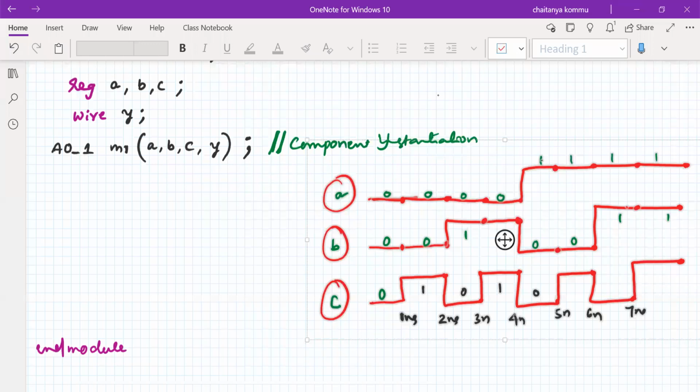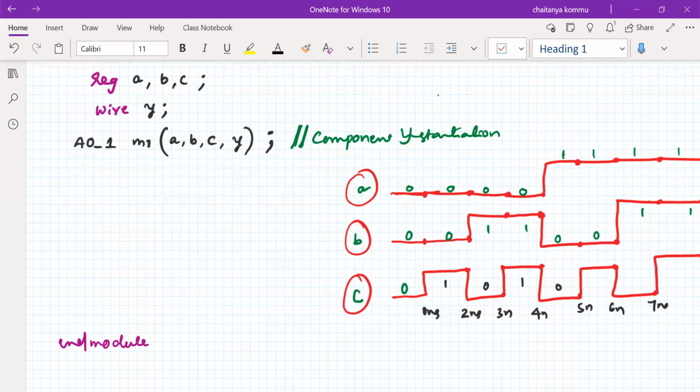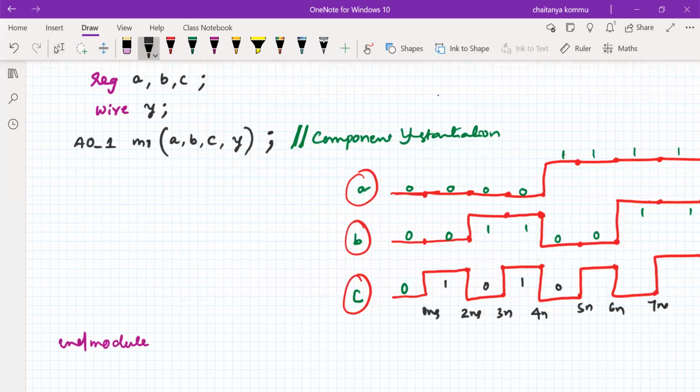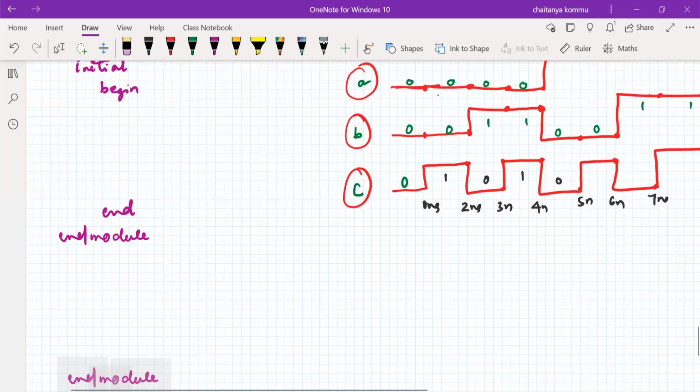Fine. So now, how do we write this? How do we call this waveform into the main program? With the help of the initial statement, initial, we have to use begin and end. So we have to use this initial and begin. Initial and begin are the keywords that I have to use.